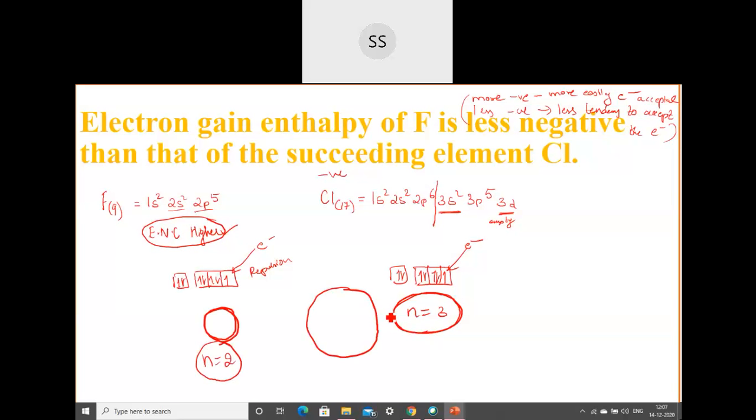Whereas here, the numbers are the same, but the area is larger, so they will be more relaxed and able to take that electron easily, whereas this one will hesitate. They will take the electron, but they will experience the problem of repulsion due to the small area. So the reason is that the n value is equal to 2, so they experience more interelectronic repulsion. That is the reason why the value for fluorine is less negative compared to chlorine. The chlorine value is more negative; its electron gain enthalpy is more.